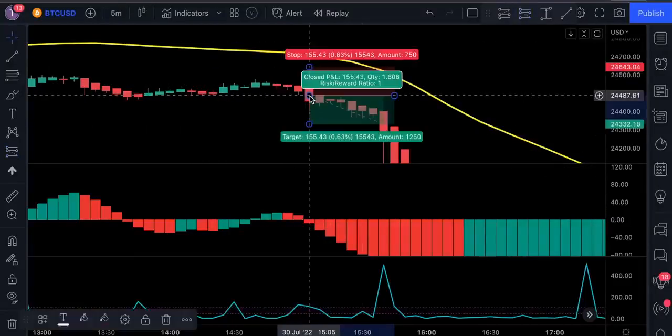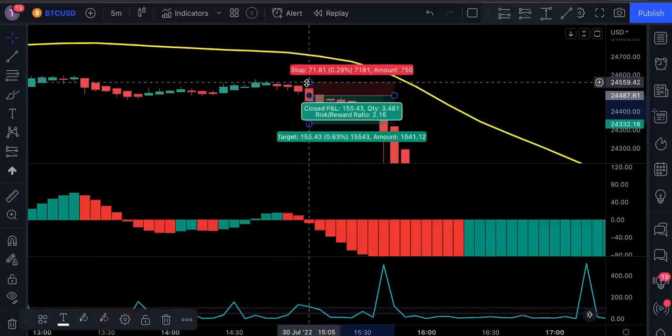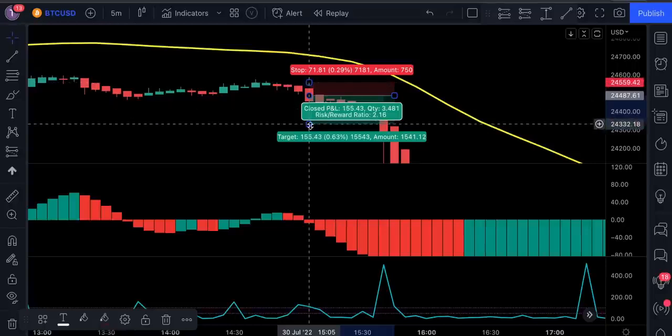Our stop loss will be set at the candlestick the Awesome Oscillator printed the last green bar on. And our take profit target will be 2 times the risk.